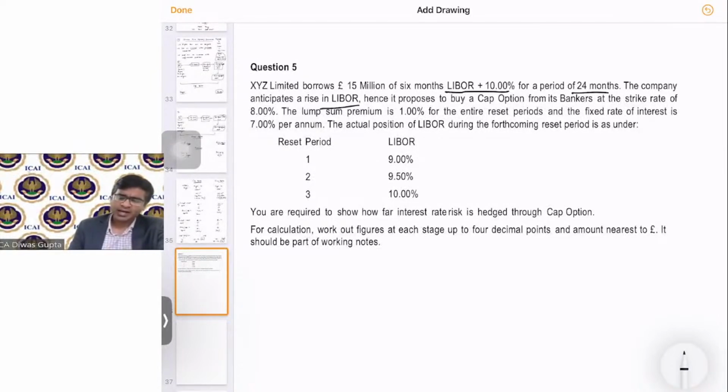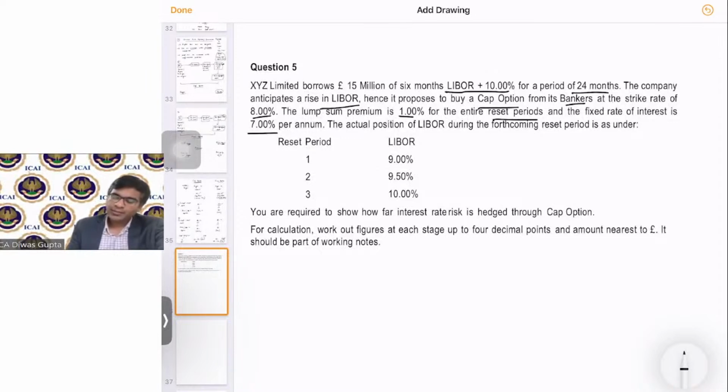The company anticipates a rise in LIBOR. This is a floating rate linked borrowing, right? Because the rate will float and hence the interest percentage will also change. The company anticipates a rise in LIBOR and hence it proposes to buy a cap option from its bankers at the strike rate of 8%. This is clear? So the strike rate, the cap rate, is 8%. The lump sum premium is 1% for the entire reset periods and the fixed rate of interest is 7% per annum.